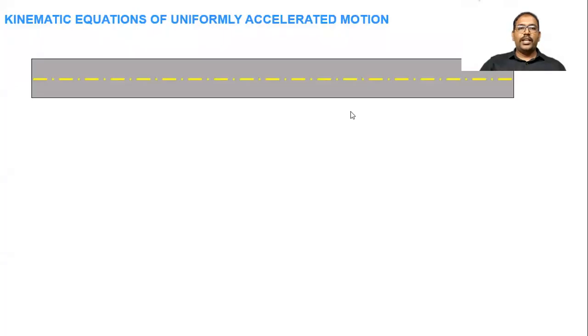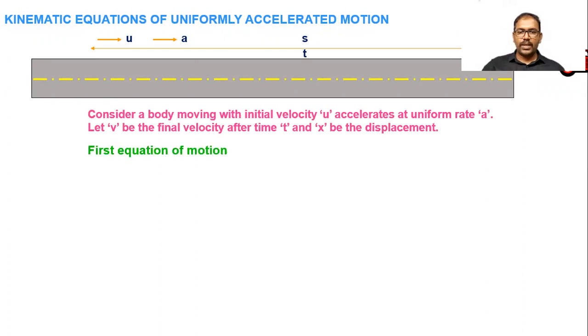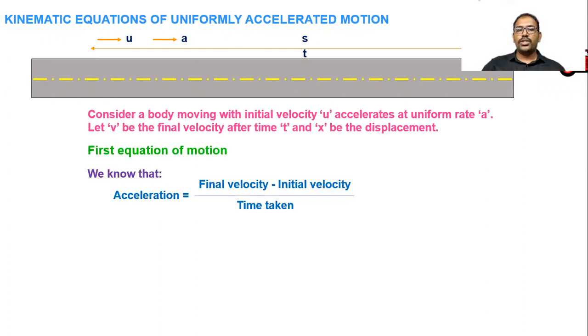Now let's see the kinematical equations of uniformly accelerated motion. Consider a vehicle moving with initial velocity u, which then attains a final velocity v. a is the acceleration and t is the time. Then we have to obtain the first equation of motion.